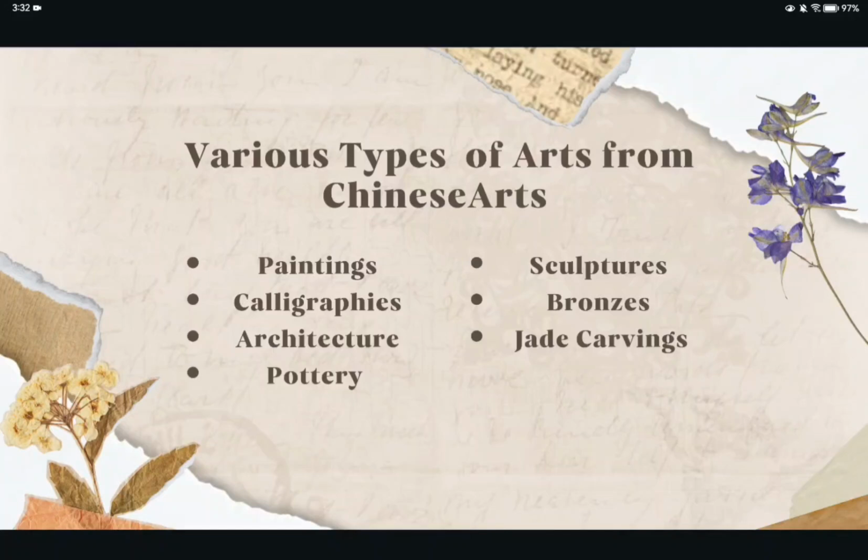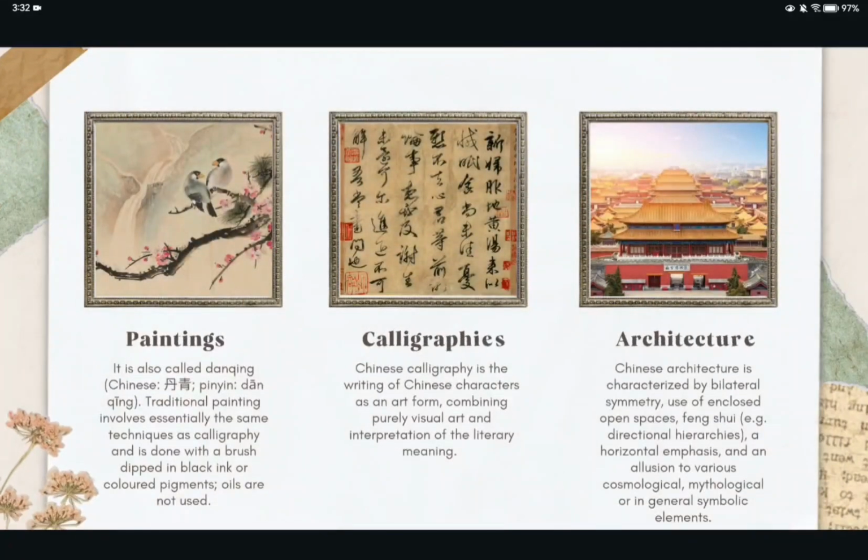Various types of Chinese art: paintings, calligraphies, architecture, pottery, sculptures, bronzes, and jade carvings. Paintings, in Chinese, are also called guohua. Traditional painting involves essentially the same techniques as calligraphy and is done with a brush dipped in black ink or colored pigments. Oils are not used.